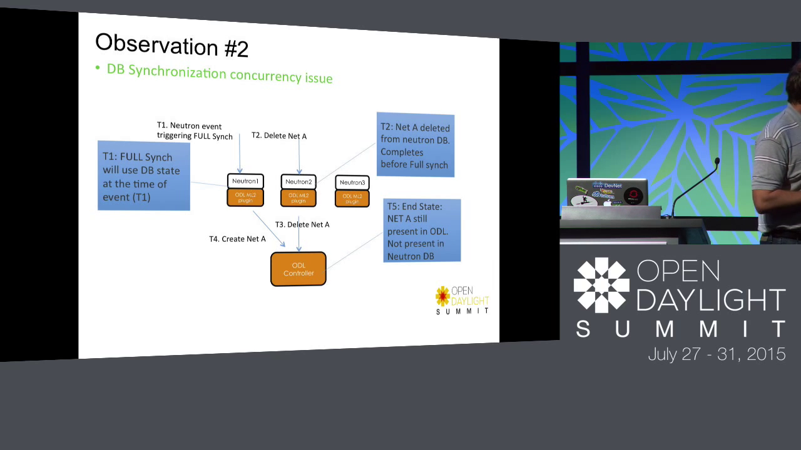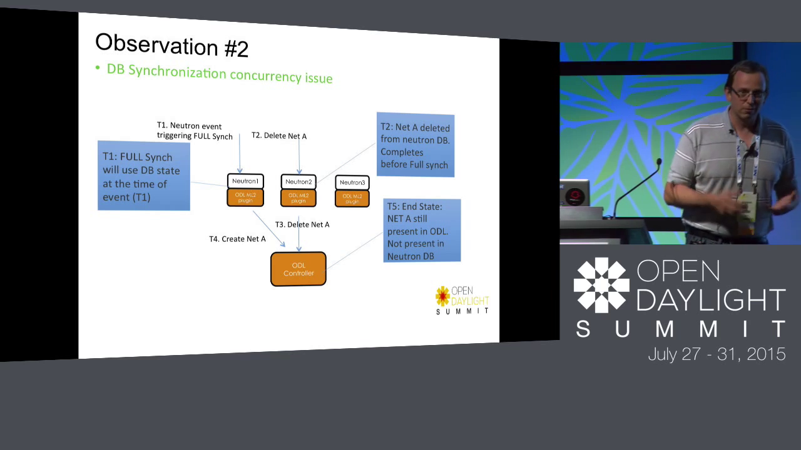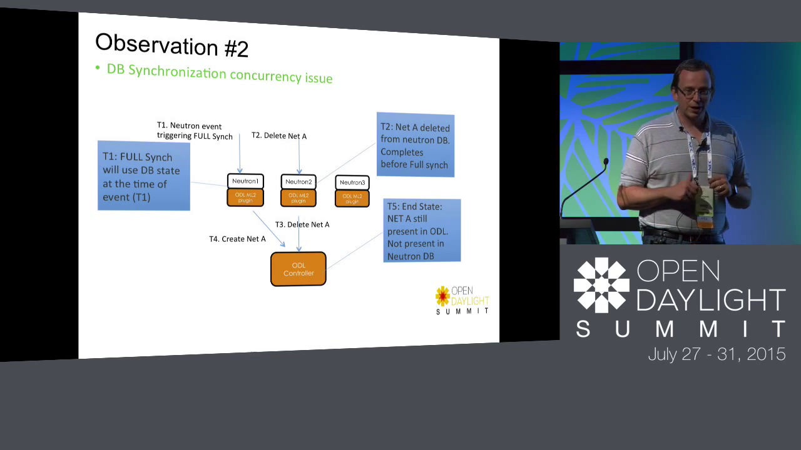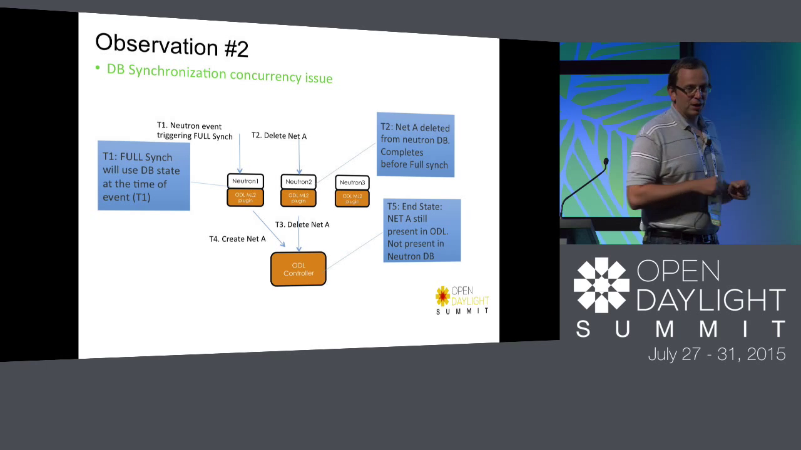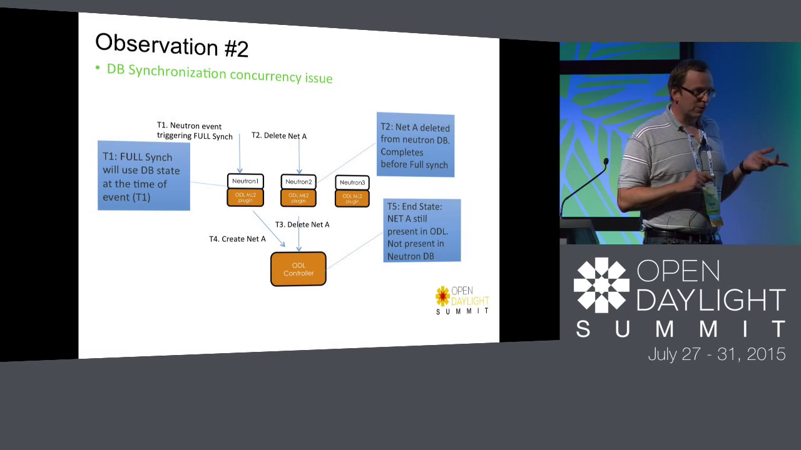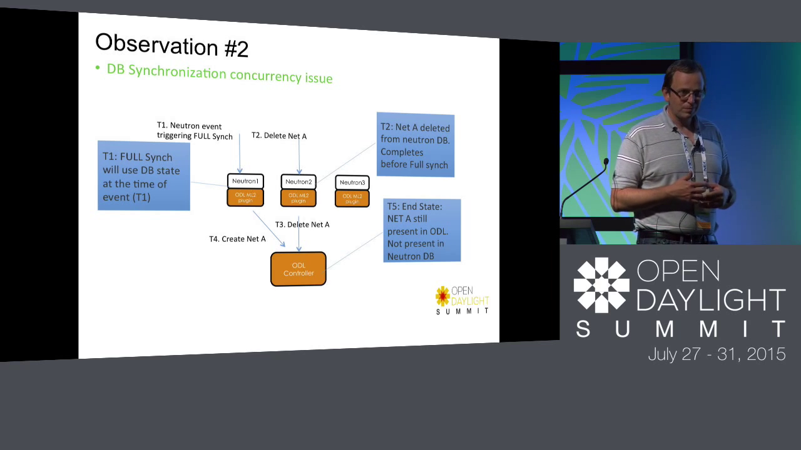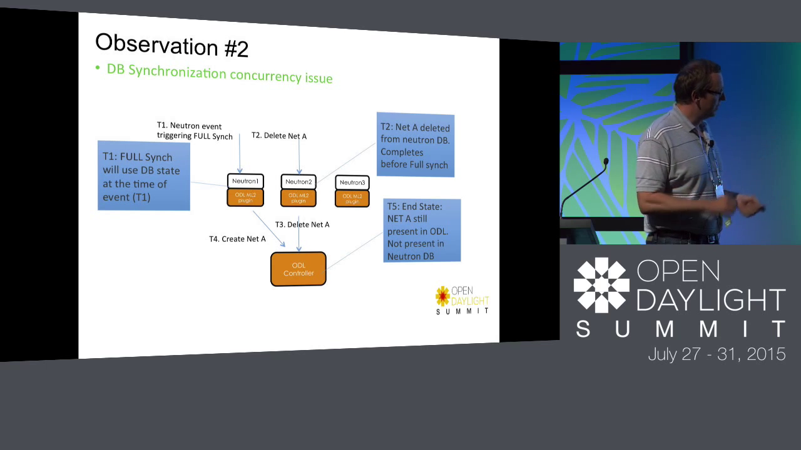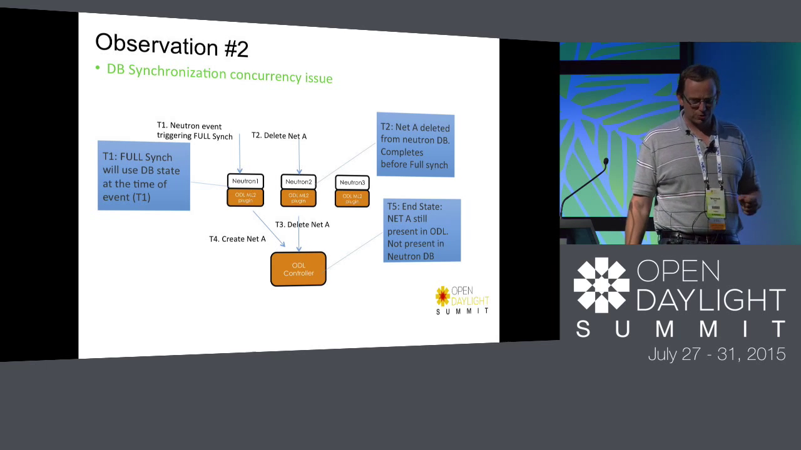So the end result is that even though you're trying to sync, you get out of sync, because the end state is that Neutron doesn't have network A, which is correct, but ODL has network A again, which is incorrect. For the network, it's maybe not so much of a big deal. But for ports, with this situation happening repeatedly, you get an accumulating amount of stale entries on the controller.